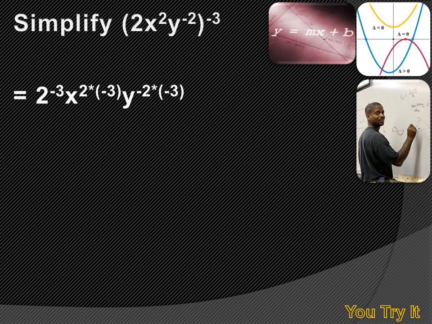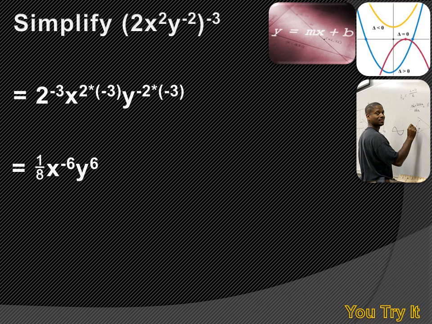Now I can simplify this. 2 to the minus 3 power is 1/8. x squared to the minus 3 power is x to the minus 6th. And y to the minus 2 to the minus 3 power becomes y to the 6th power.